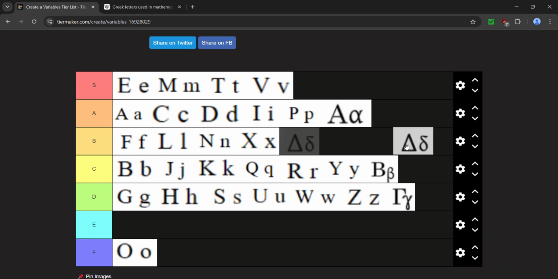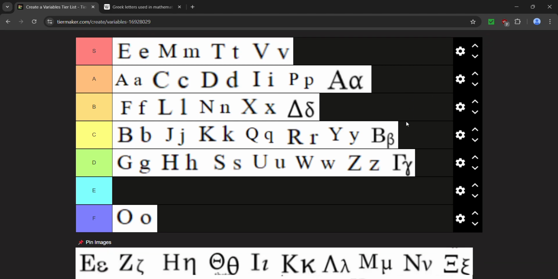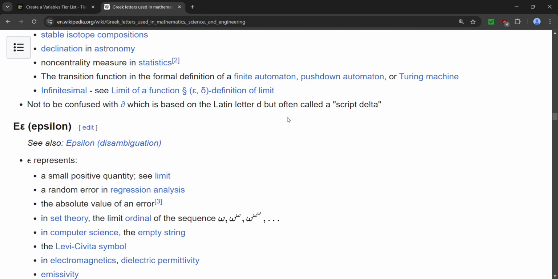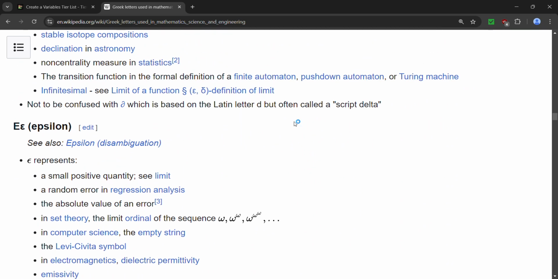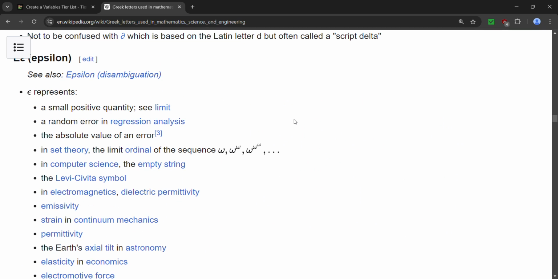Nevertheless, delta's at least B tier because of the fact that it represents a difference. Maybe A tier? No, not A tier. It's B tier. Sorry, but it's still good, better than average, right? Okay, epsilon, right? Let's go to epsilon.